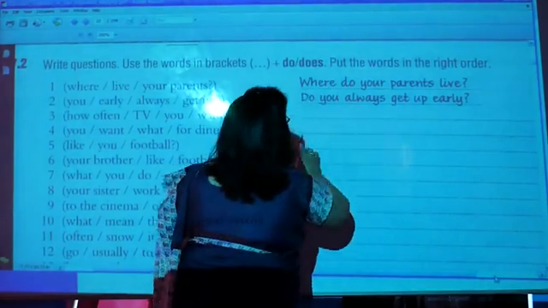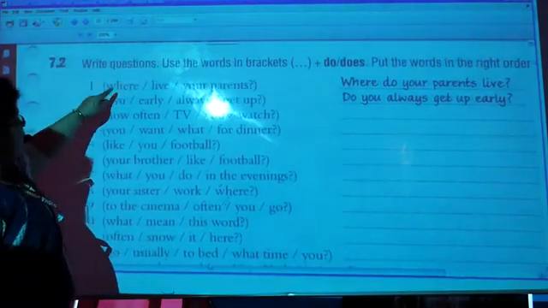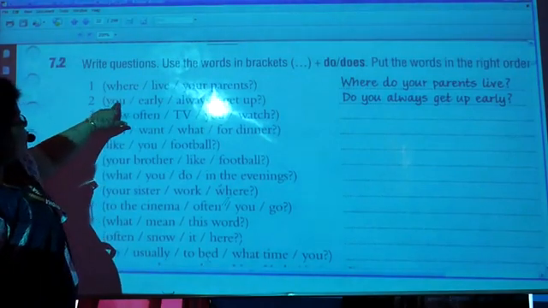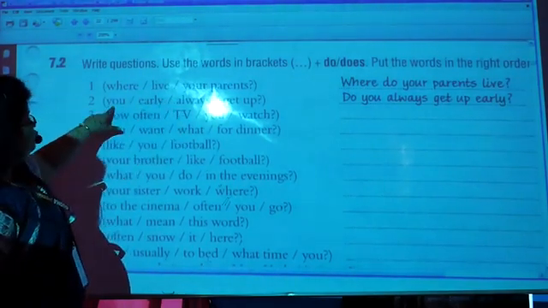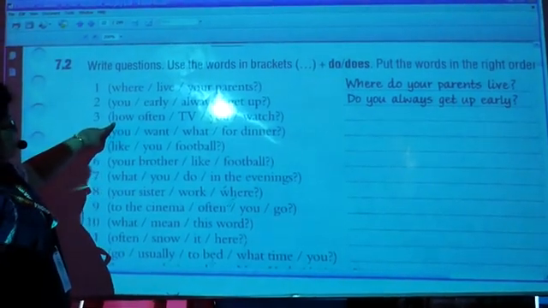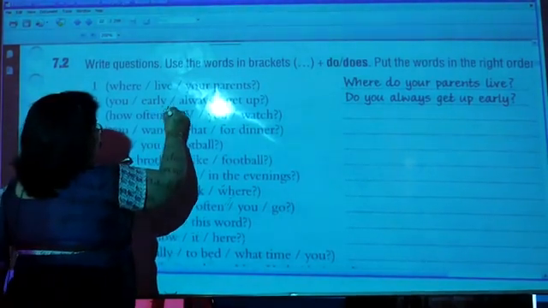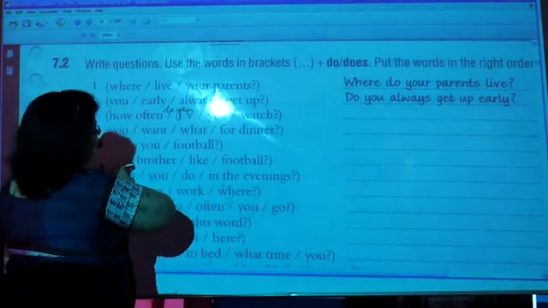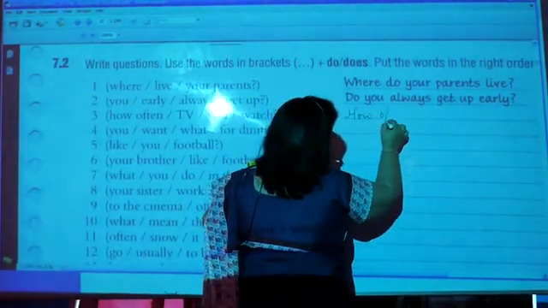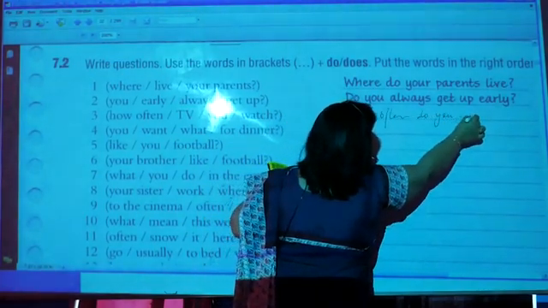So, थोड़ा सा ही करके scroll कर देंगे. Use the words in brackets. Where live your parents? Where do your parents live? You early always get up. Do you always get up early? How often TV you watch? Right? So, how often do you, I'll write it here, how often do you watch TV, right?